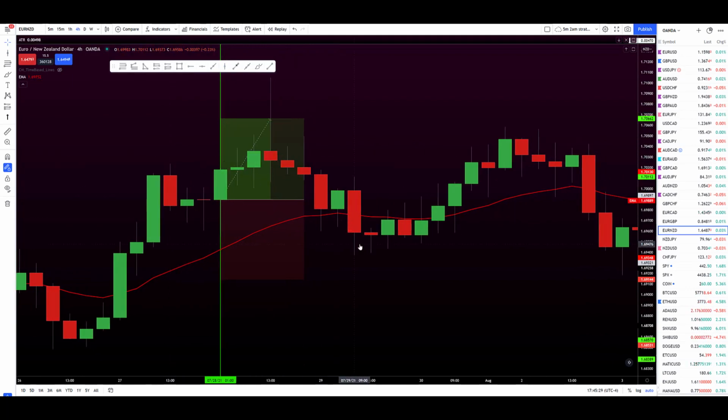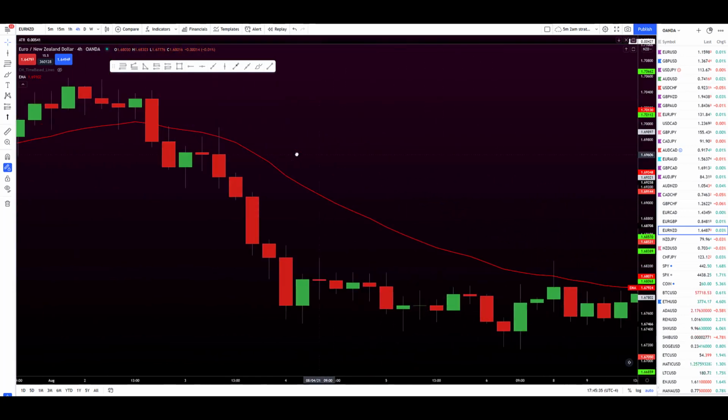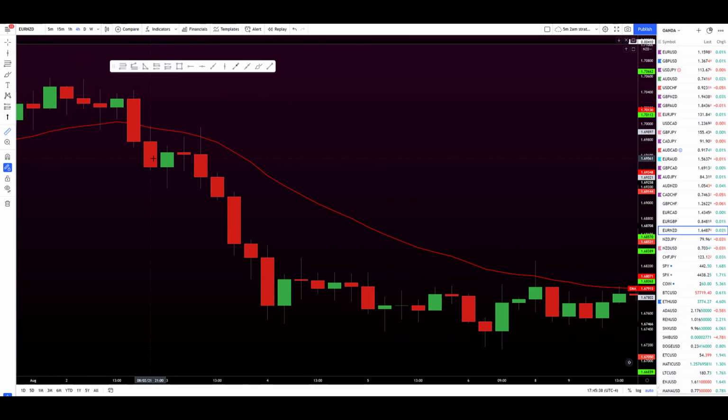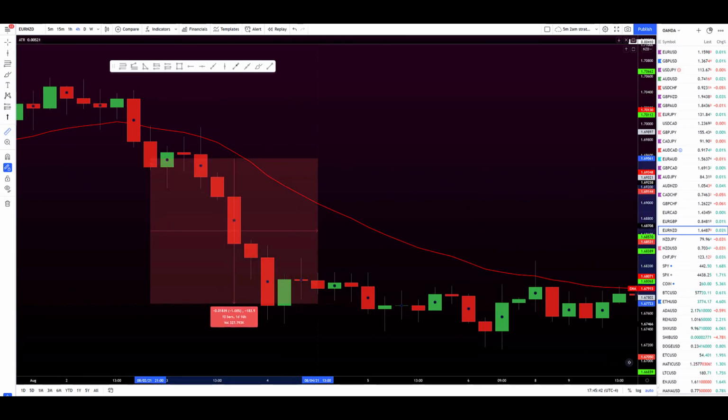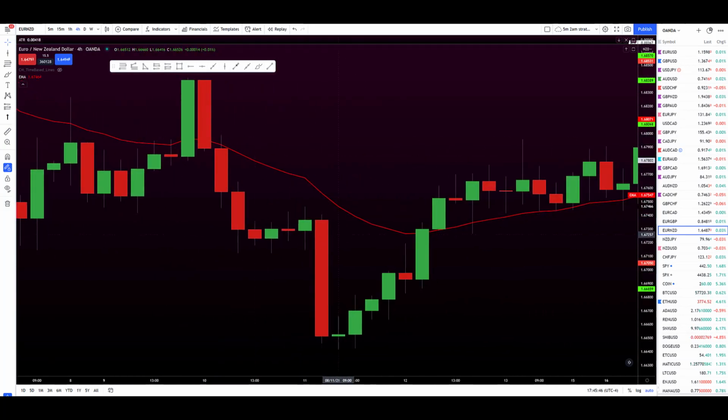We cross back down. We get no bearish trades. We cross back up. We get no bullish trades. We cross back down. We get no bearish trades within 10. Let's be sure. Coming from here, 10 candles is right there, and we have no bearish candles within that zone. Cross back above, no bullish trades. Cross back below, no bearish trades.